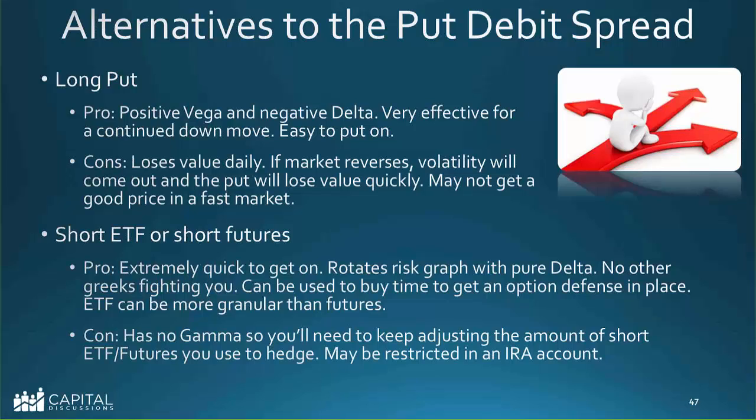And what that effectively does is it rotates the risk graph a little bit because you're just using pure delta when you're doing that. Market makers do this all the time. They just buy or sell the stock to adjust their Greeks. So you don't have any other Greeks fighting you. You're not giving up theta. You're just using delta to adjust it. And you can use it to buy time to get your option defense in place. So basically, you short your ETF or futures, and then that gives you time to put on your options and then take off the ETF or futures.